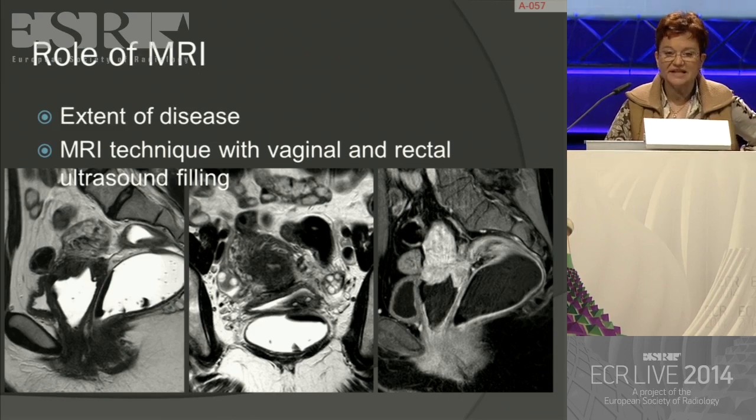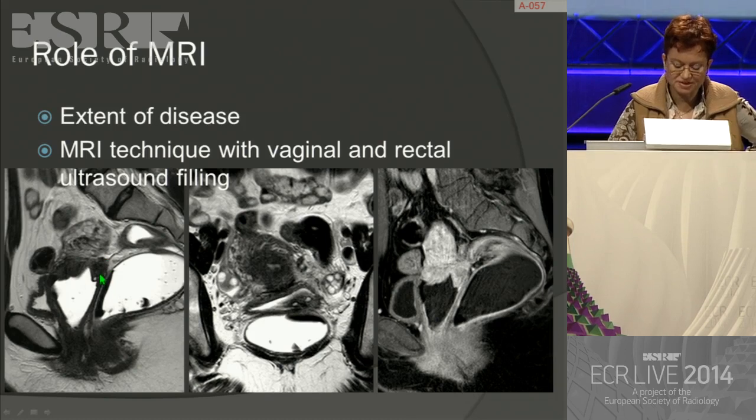So that's the reason why the extent of disease is usually determined by MRI. We use vaginal and rectal filling, so you can easily see the vaginal nodule, which in this case is not protruding into the rectal wall. The rectal wall here is totally normal. And this is the vaginal endometriosis. It's usually enhancing quite vigorously.